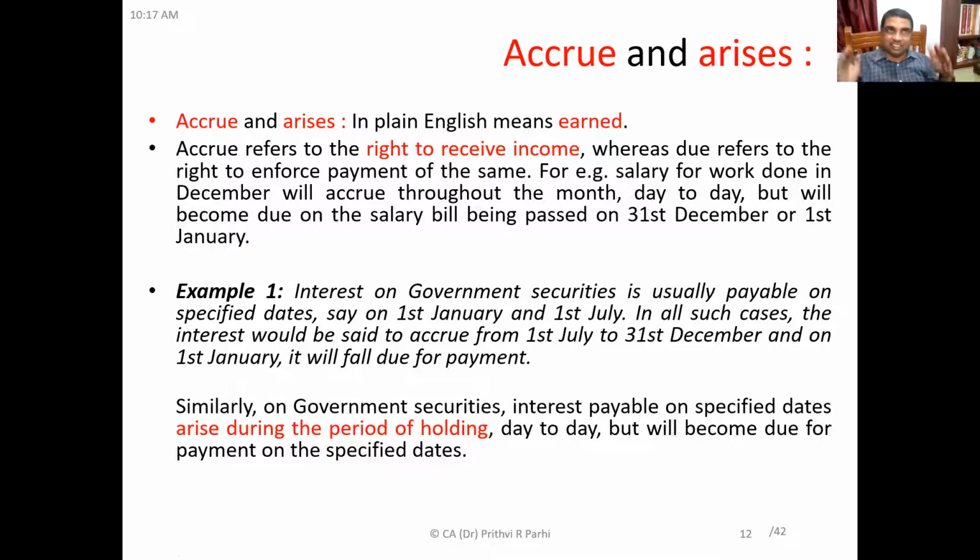Now, friends, let us understand the meaning of these terms. First important term which is relevant for us is: what is the meaning of accrue or arise? In plain and simple English, this means earned. That means you might not have received it, but you have earned it. The example I gave you: let us say a fixed deposit is maturing after 5 years. So you might not have received the interest. Now you'll be receiving it at the end of the 5th year. But interest is accruing or arising out of that fixed deposit.